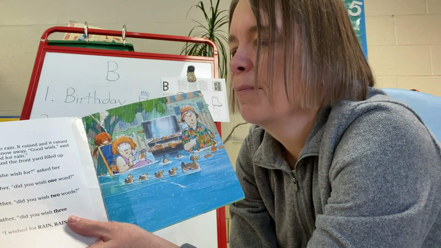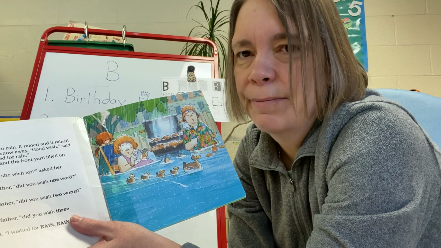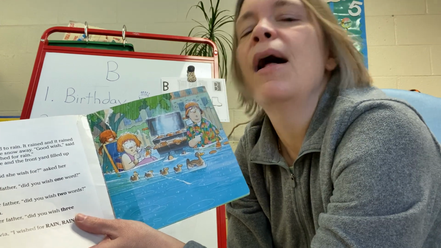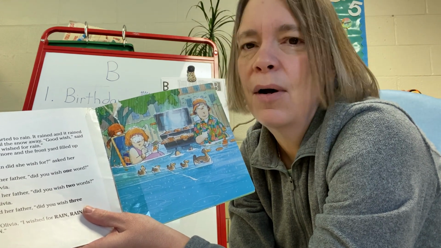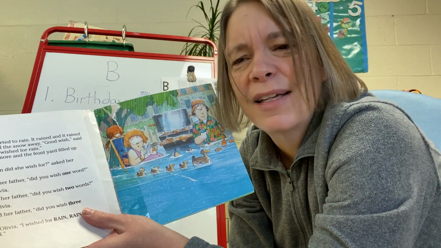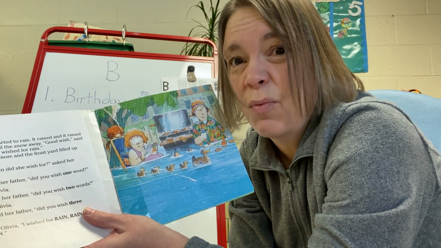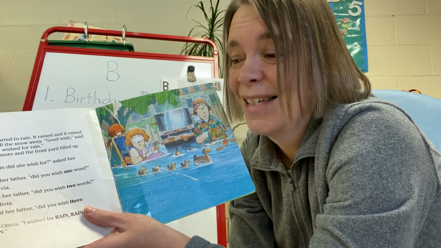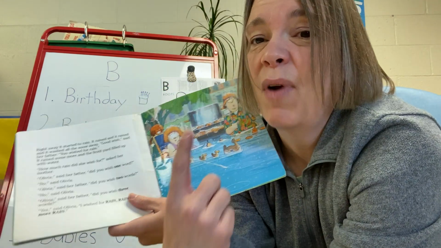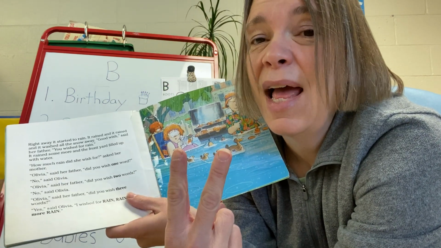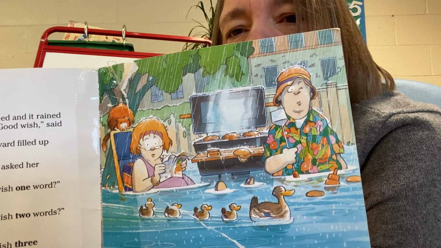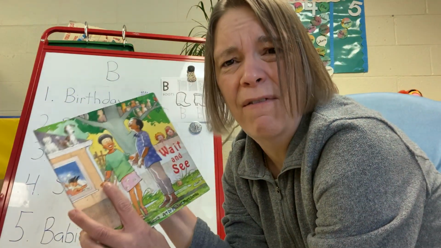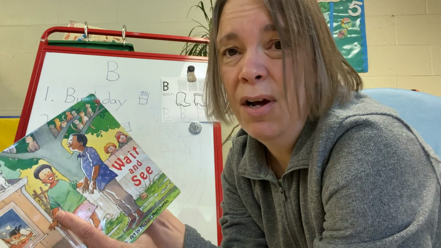Olivia, said her father. Did you wish one word? Olivia said no. Did you wish 2 words? No, said Olivia. Did you wish 3 words? Yes, said Olivia. I wished for rain, rain, and more rain. Look at all of that rain. Her poor neighbors are very, very confused. They don't know about her wishes.